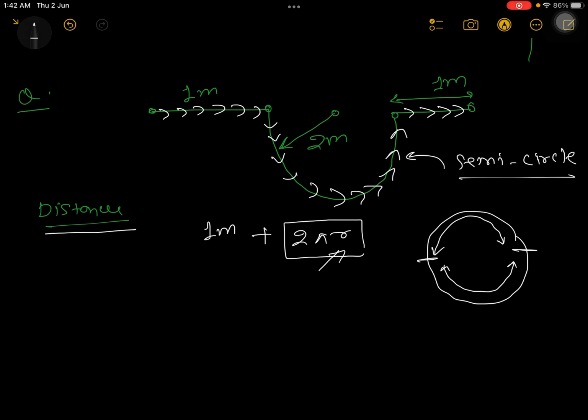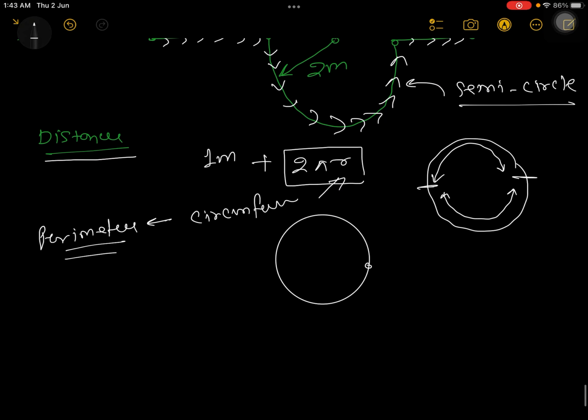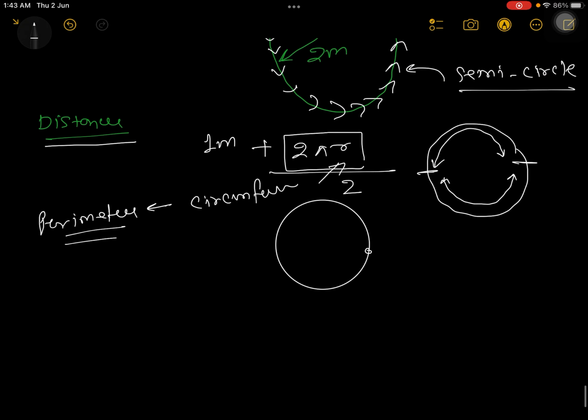What is circumference? When you start from a point and cover the complete circle, this original length is known as circumference. You understood? There is a technical word called perimeter. Perimeter means the length of the original path, the entire outer length. In case of a circle, this perimeter itself is known as circumference, and the circumference length is 2 pi r. This 2 pi r is for the complete circle, but I have done a half circle, so I will divide this answer by 2. This 2 and this 2 will get cancelled, so I'll be left with pi r.